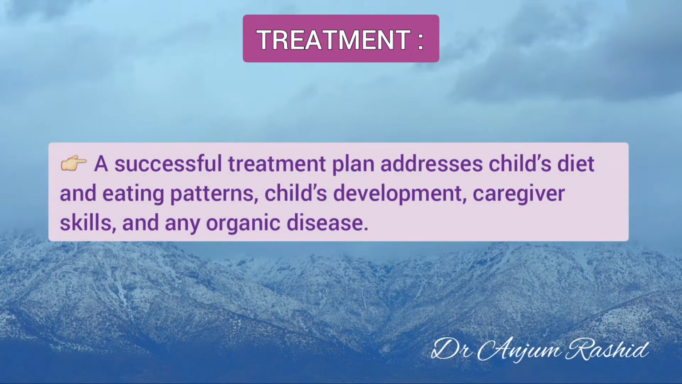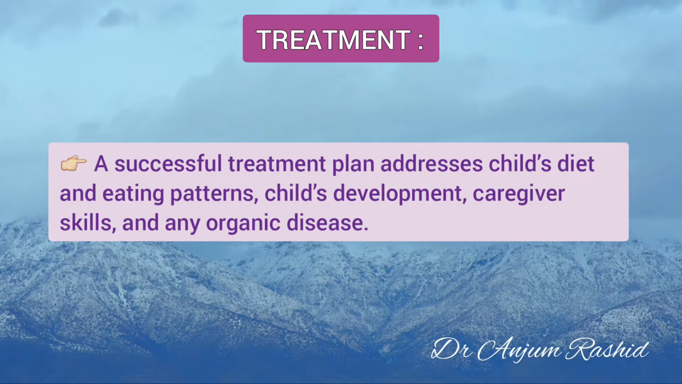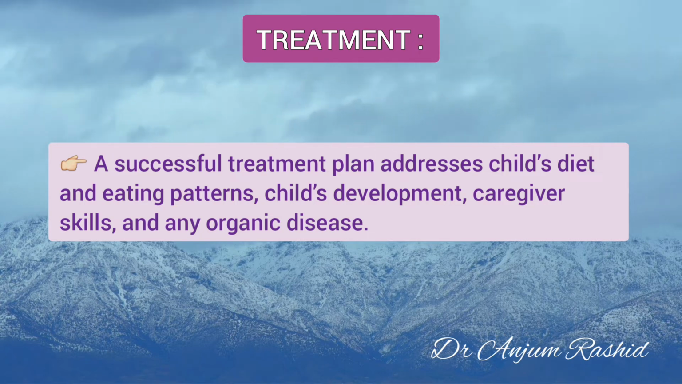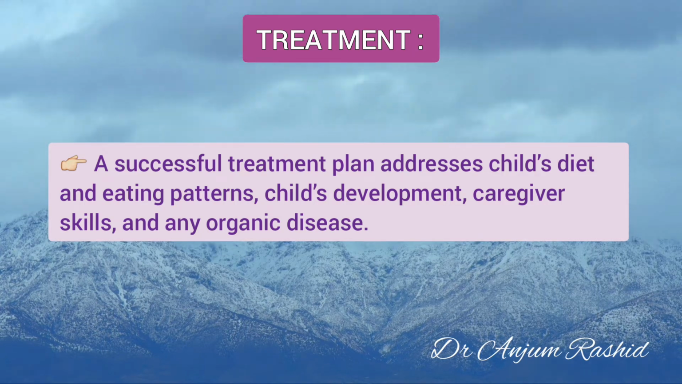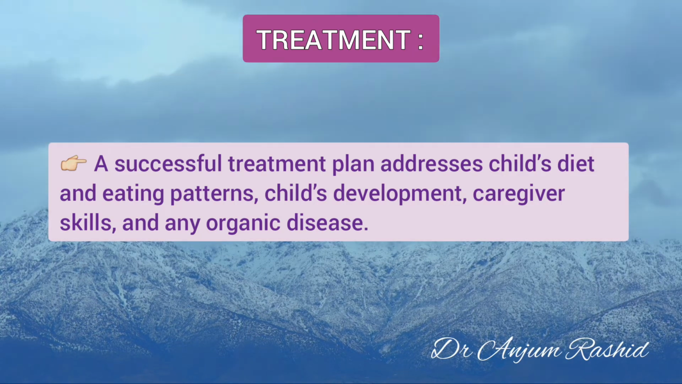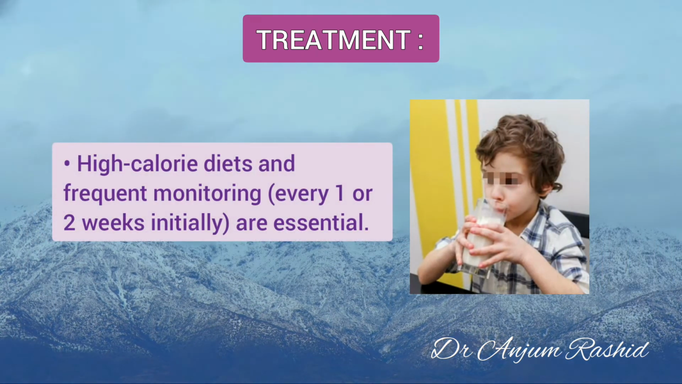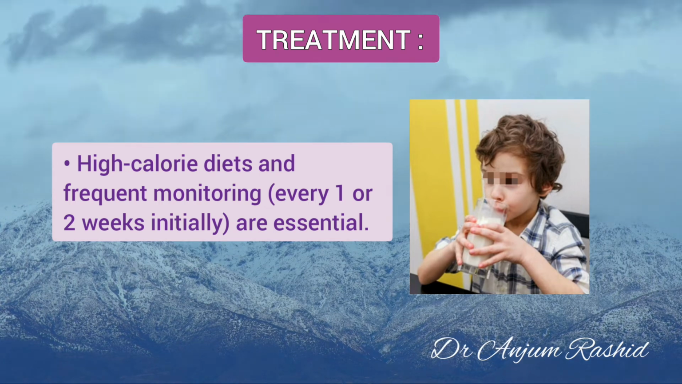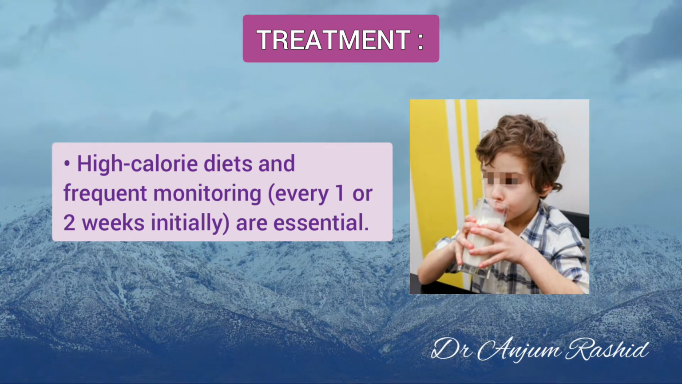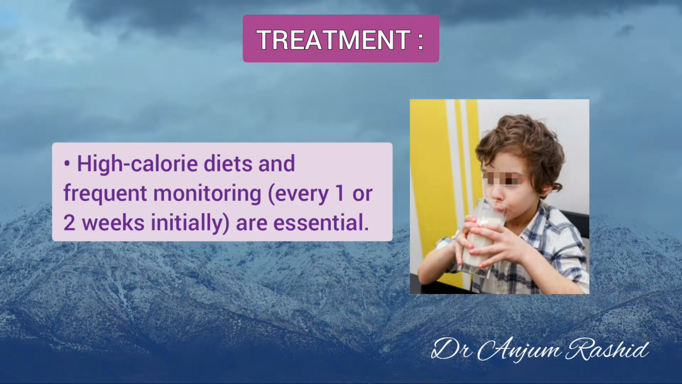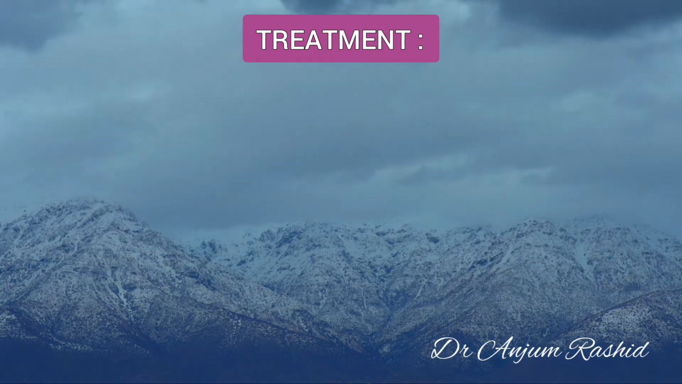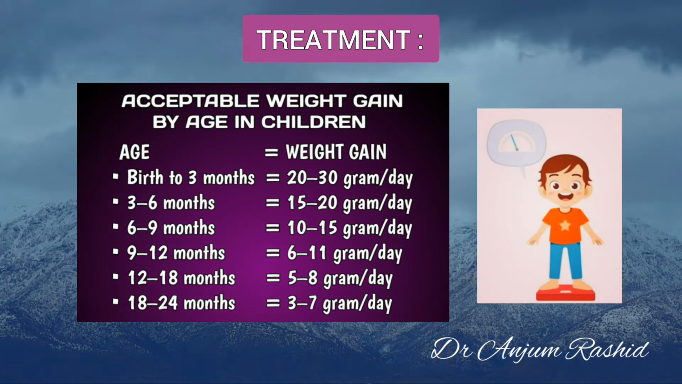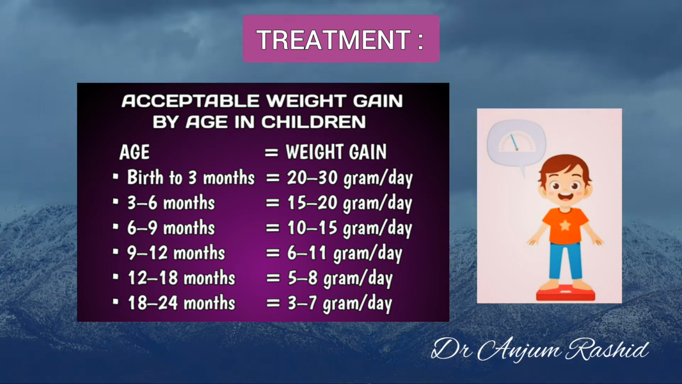Now, the treatment of the growth deficiency in children. A successful treatment plan addresses the child's diet and eating problems, the child's development, caregiver skills, and any organic disease. Now, high caloric diet and frequent monitoring, that is every 1 or 2 weeks initially, are essential. Now, this table shows acceptable weight gain by age in children.